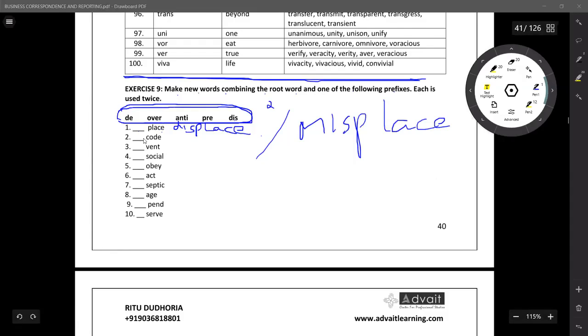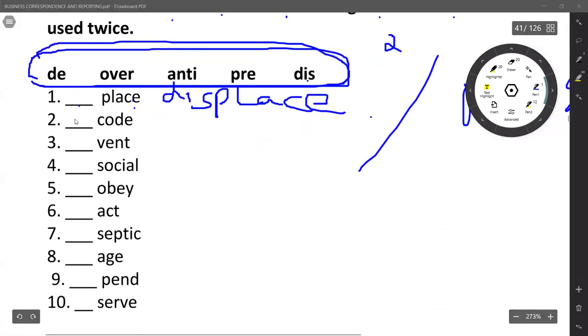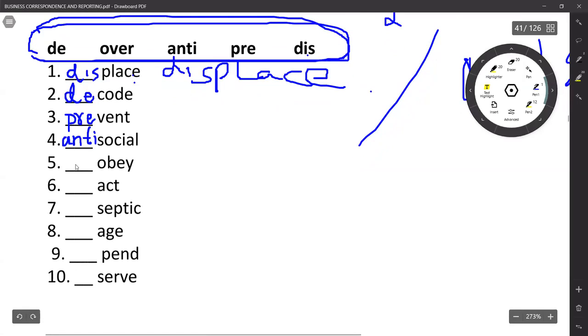I can fill, okay, let's expand this a little, come on. So opposite of code, I can put decode here and here I will put displace. Okay. Prevent. Very good. Social. Antisocial. Someone who does not mix. Someone who does not interact. Antisocial. Good. Obey. Opposite of obey? Disobey. Good. So this is done, guys. Twice this is done. So this is out of the list now.